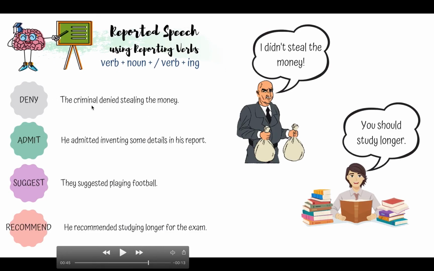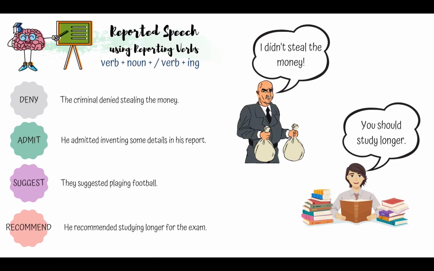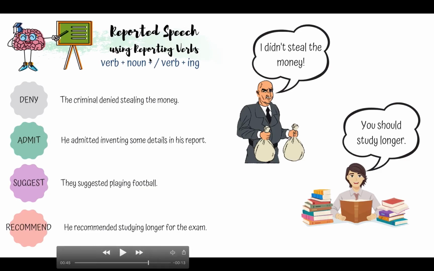The criminal denied stealing the money. Okay, so we have a criminal. So this guy is a criminal. Okay, he's done something wrong, but he says, I didn't steal the money. So we have to again realize or decide what the function of his language is. So he is denying something. He's saying that something is not true. So the criminal denied, which is our verb.